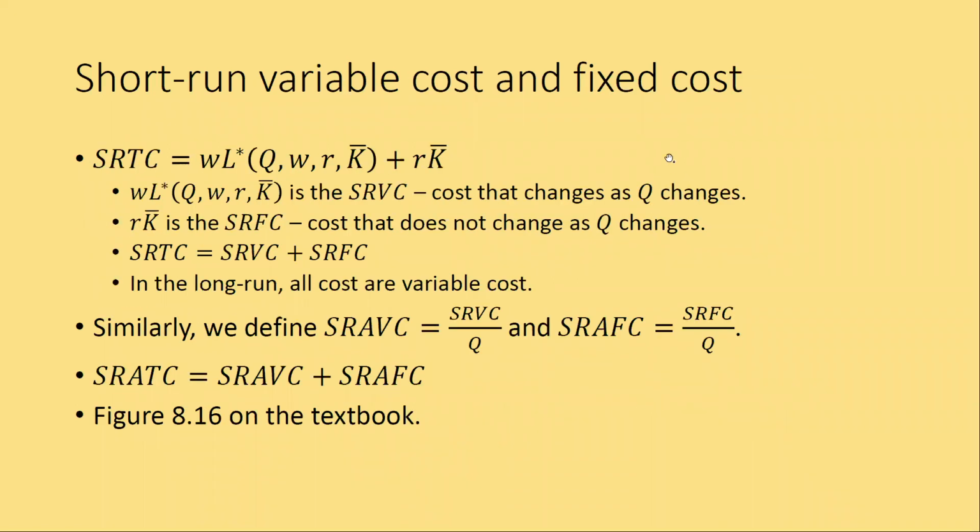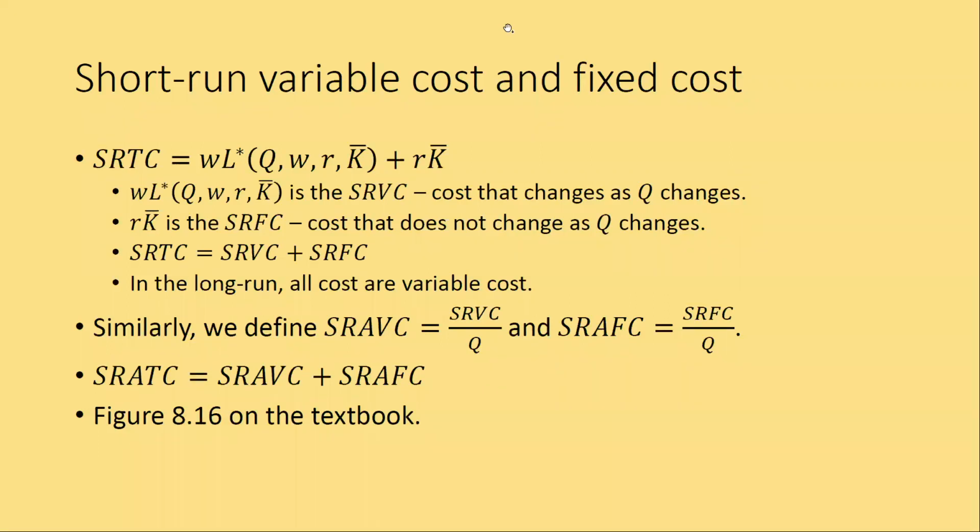We've also briefly introduced this concept in the last chapter, I believe. So we can distinguish our short-run cost into variable cost and fixed cost. Variable cost is the part of the cost that changes as our output level changes. And the fixed cost is the part that does not change as our output level changes.